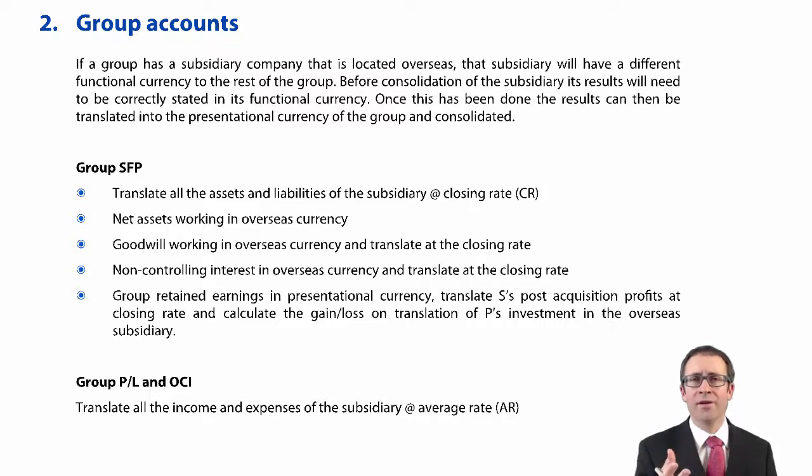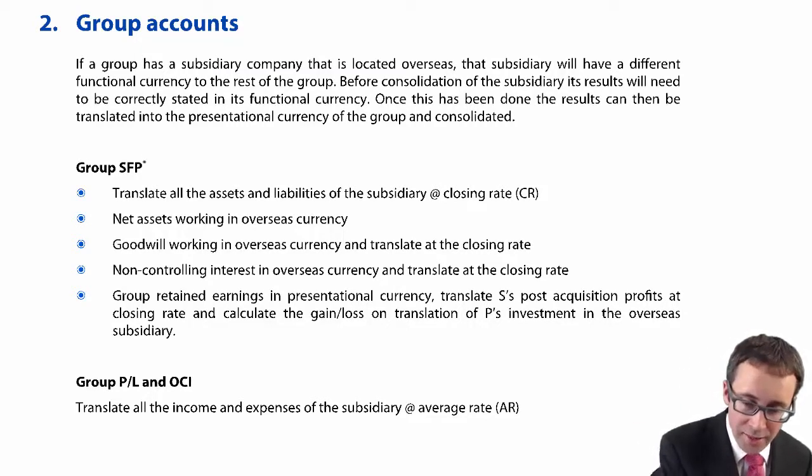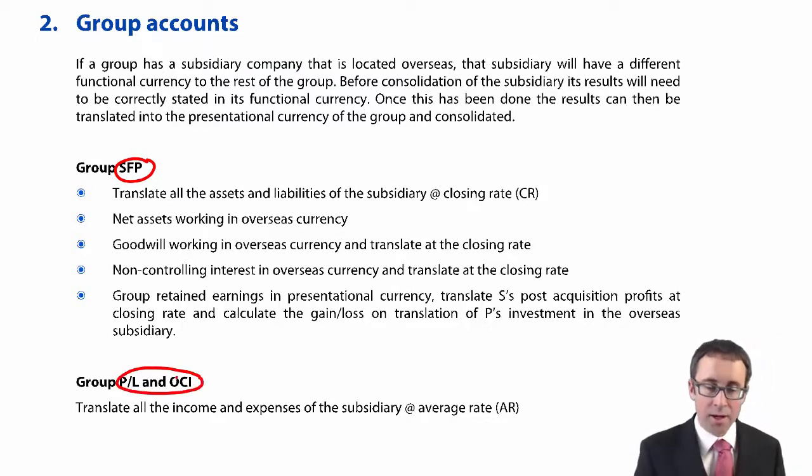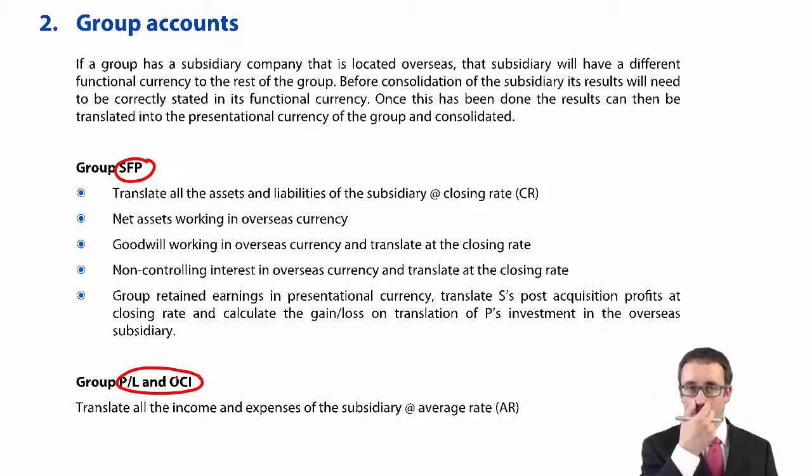But the issue that we have is that the functional currency of the subsidiary is different to the presentation currency of the group, isn't it? So we need to come up with rules about how we're going to translate that overseas subsidiary. What are we going to translate? Well, we're going to translate things in the statement of financial position, and we're also going to translate things before we put them in profit or loss and other comprehensive income. The rules, there aren't all that many of them.